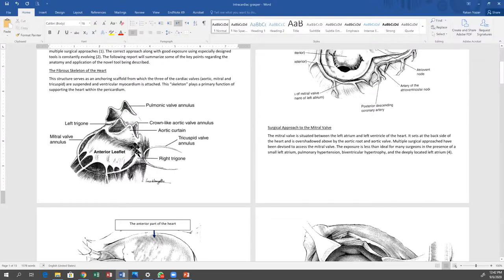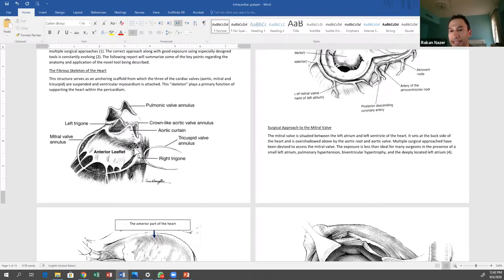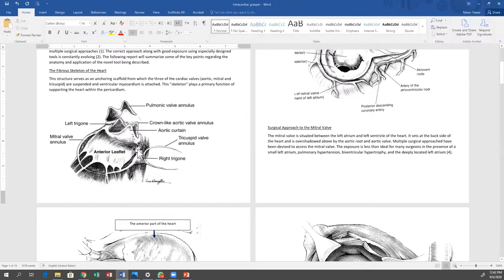The bundle of His, you mean? No, the bundle of His is related to which structure? The interventricular septum. Uh-huh. And have you ever heard of the central fibrous body? Yes. Okay, so this is the central fibrous body. It's the merging of the right fibrous trigone with the membranous septum here. Just imagine the central fibrous body as the merging of the aortic, mitral, and tricuspid annuli all in one spot, here. And the rest is muscle.